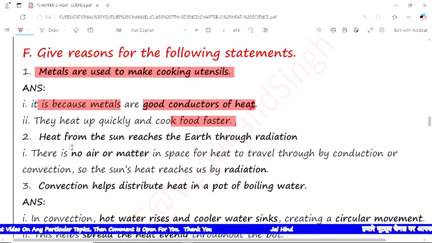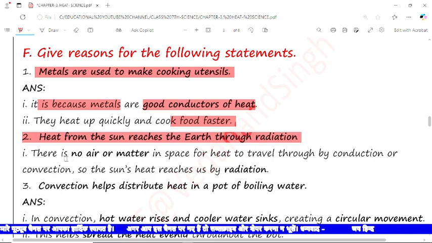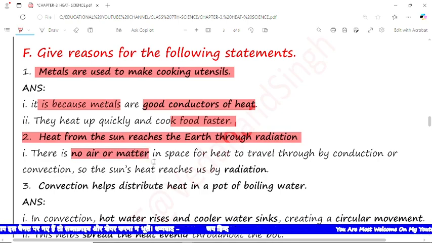The second statement is heat from the sun reaches the earth through radiation. Yes, the reason is no air or matter in space is required, because in radiation there is no need for any medium. So that's why this is important.